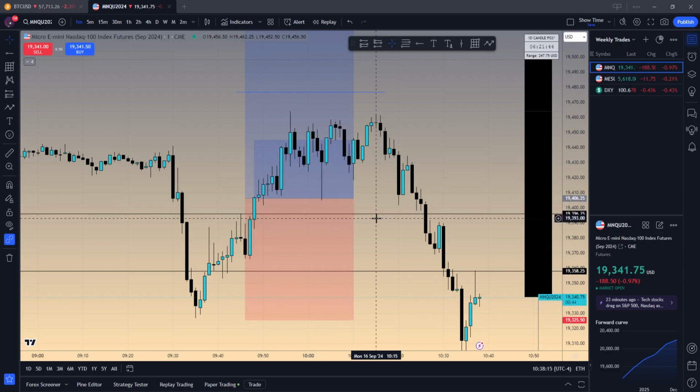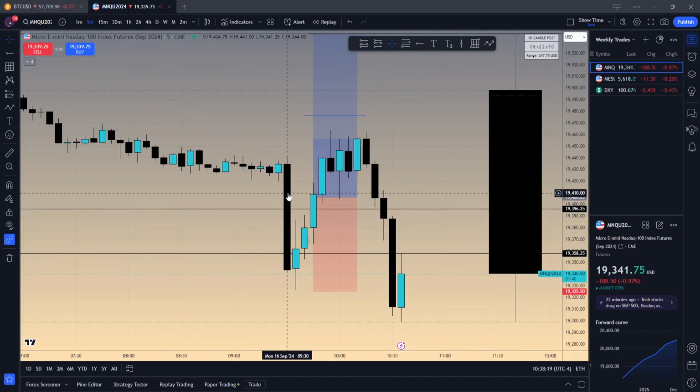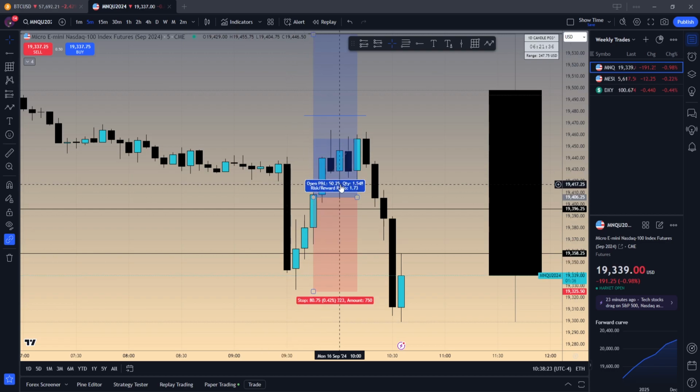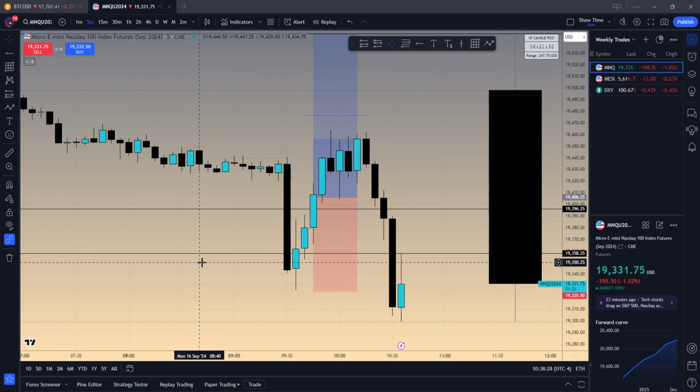Now, you could have also gone in here. This would have been a beautiful entry too, because this is a 5 minute inversion fair value gap. So right here off this candle, that would have been a beautiful entry. So yeah, we followed my trading plan.